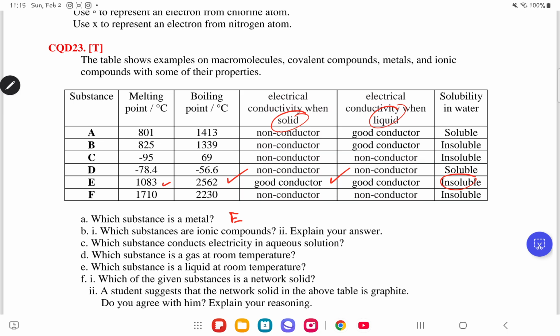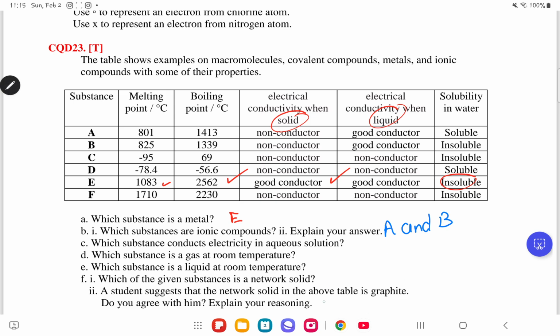Then for which substances are ionic compounds? Ionic compounds are good conductors in liquid, but they are not good conductors when they are solid, and they have high boiling points. In this case, it's gonna be A and B. Why is it not E? Because E is a metal. It cannot be an ionic compound if it's a metal.